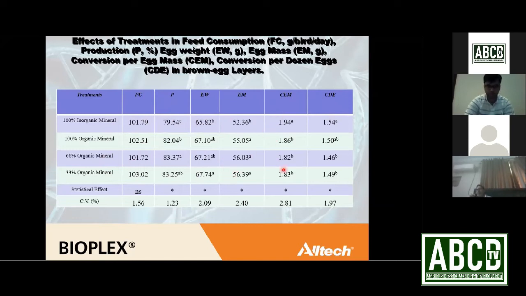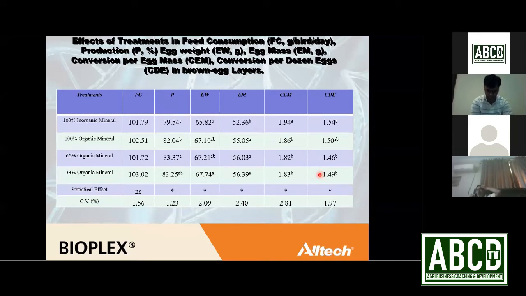The conversion was better, even in egg mass or per dozen, that didn't matter. And this is something that really caught our attention, because the less you use of organic minerals, which are more available, the better is the performance of the hen.